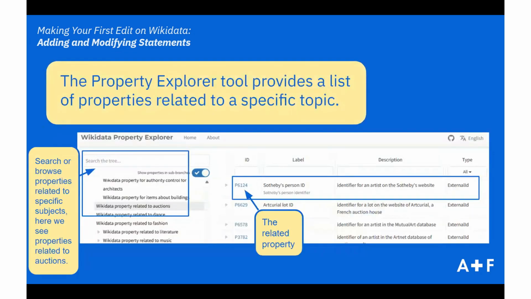Here is an example of what the Property Explorer tool looks like. One can search or browse properties related to specific subjects. Here we see properties related to auctions. The type on the right-hand side will tell you what type of property it is. These say external ID, meaning they are authority-controlled properties, which usually appear at the bottom of an item.